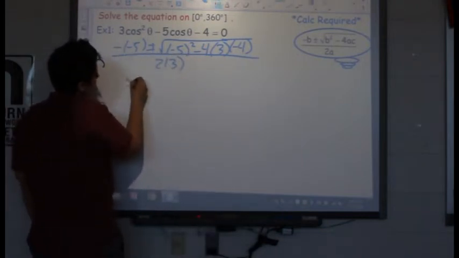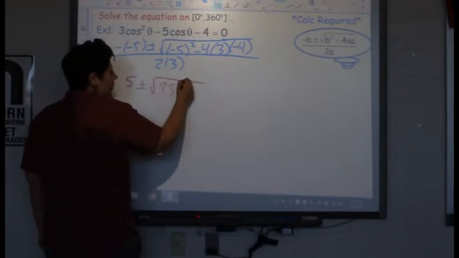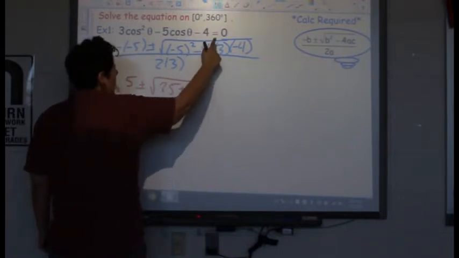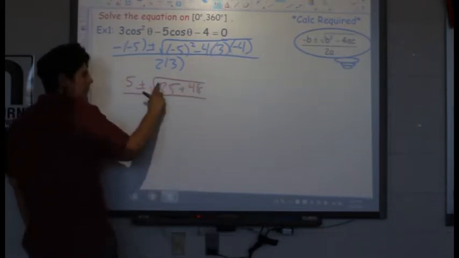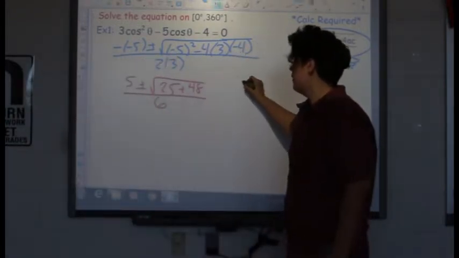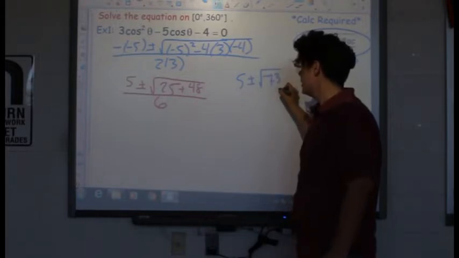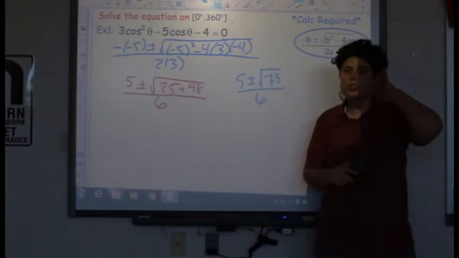Clean it up, so we have 5 plus or minus the square root of negative 5 squared, which is 25. A minus and a minus makes a plus. 4 times 3 is 12, times 4 is 48. And then we divide by 6. I can add up in my radical, so I have 5 plus or minus the square root of 73 divided by 6. And this is the simplified radical solution.